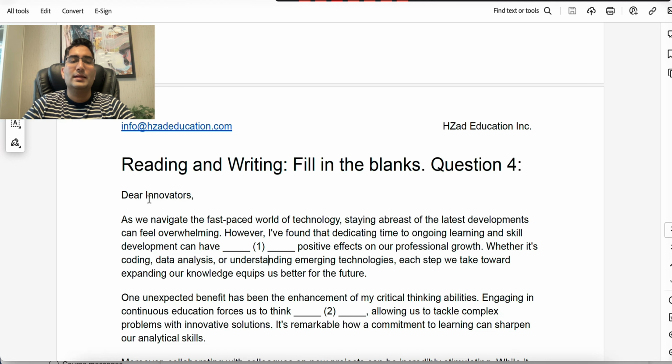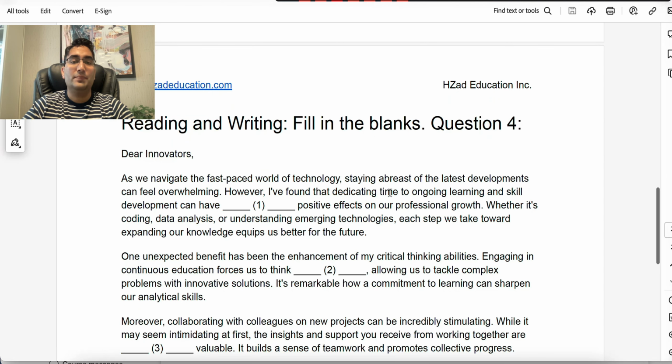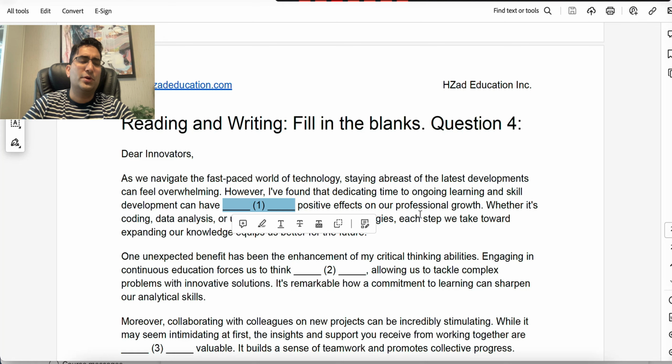For example, let's say it talks about innovators. "Dear innovators, as we navigate the fast-paced world of technology, staying abreast of latest developments can feel overwhelming. However, I've found that dedicating time to ongoing learning and skill development can have something positive effects on our professional growth." So that's how I read it, just so I can go through the sentence and understand the flow of the sentence. Now, what can I predict here?